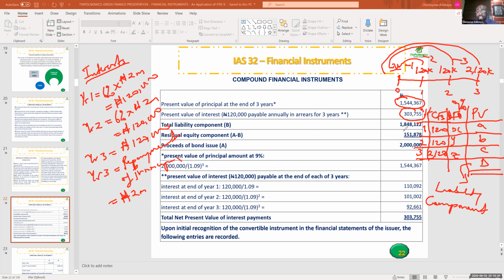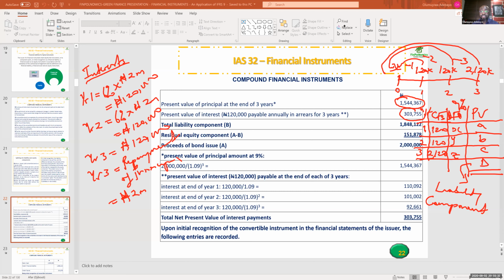Our D is 1,848,122. Now, that is the liability component. Once you compare the liability component and the initial face value of 2 million, the difference is the equity component, which I call the residual. Which I call the what? The residual.